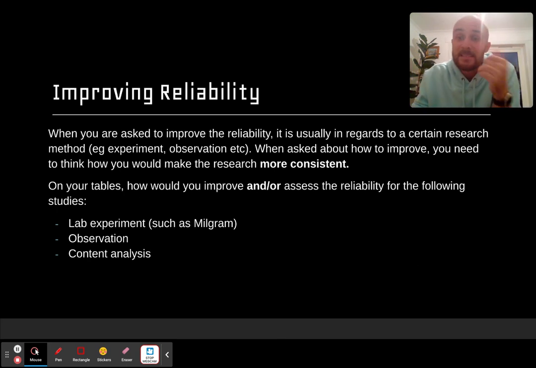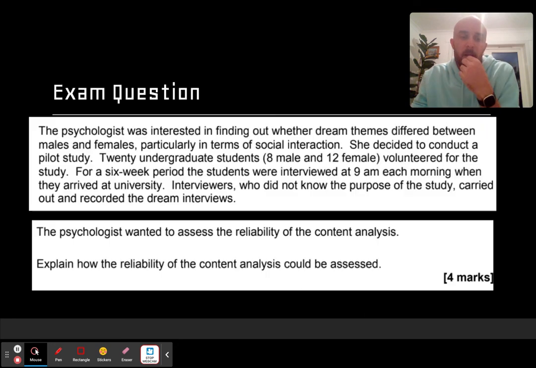How do you improve the consistency of lab experiments? Well, you standardize your procedures, so that the procedure is the same for everybody. And this is the sort of question that you're going to get.